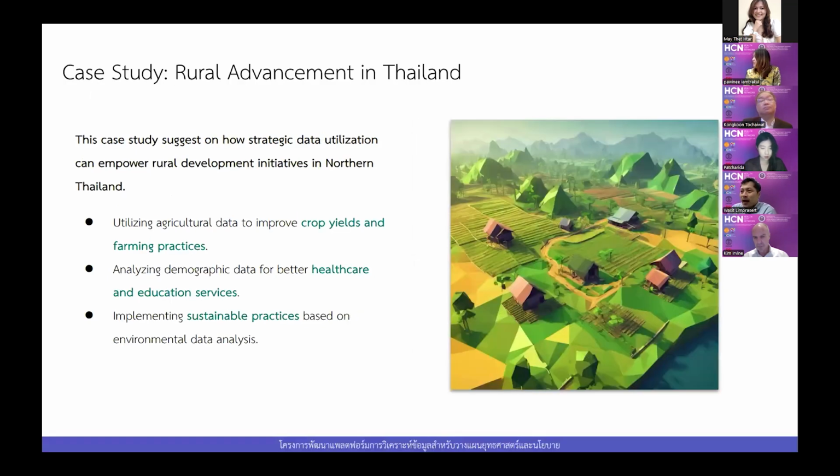And for the rural area, it's a different story. They're focusing on crop yield, healthcare and education, and there is also some demand for sustainable practice. In rural areas, they don't have water in the drought season, and for the last few years we've been facing a very long drought. It took about 6 months or sometimes 7 months without water. They cannot perform any agriculture.